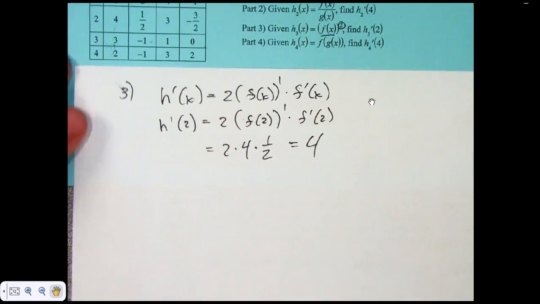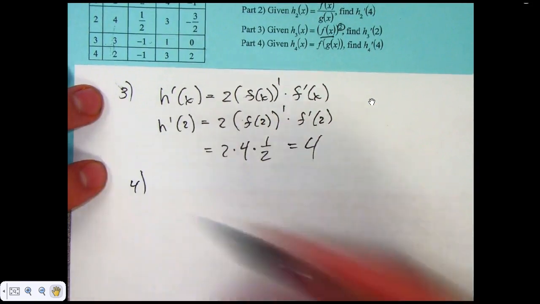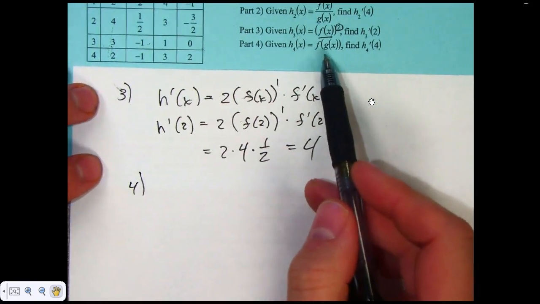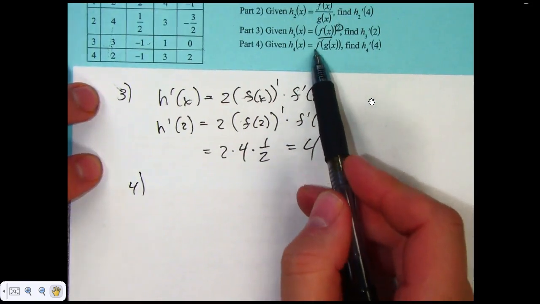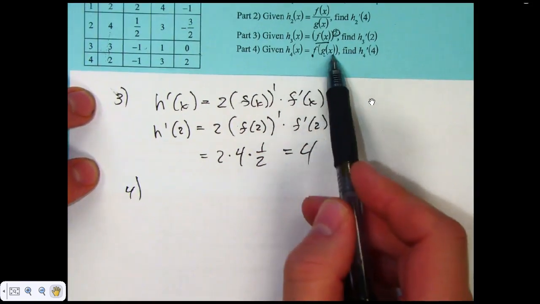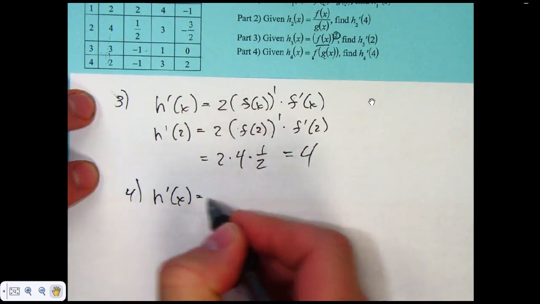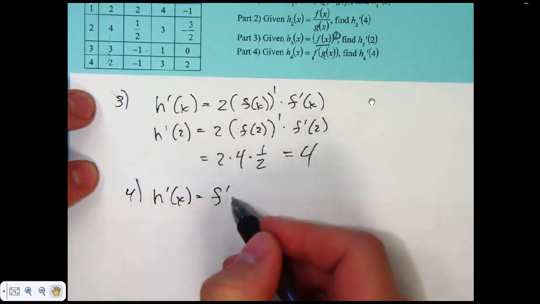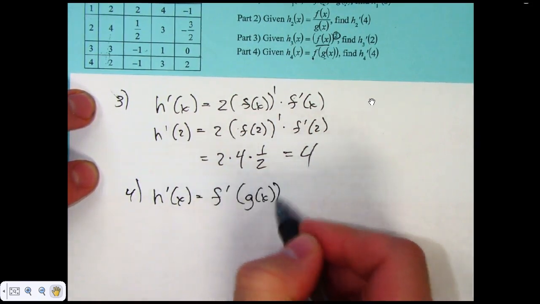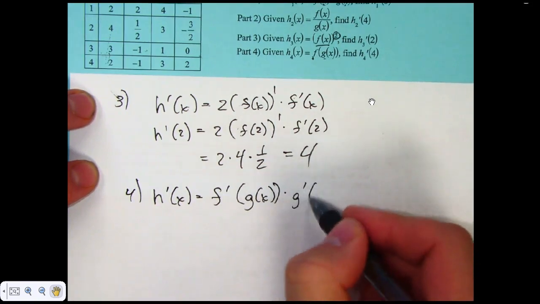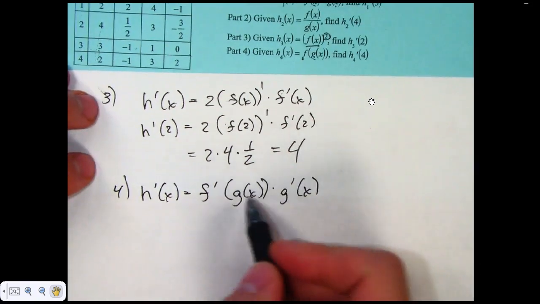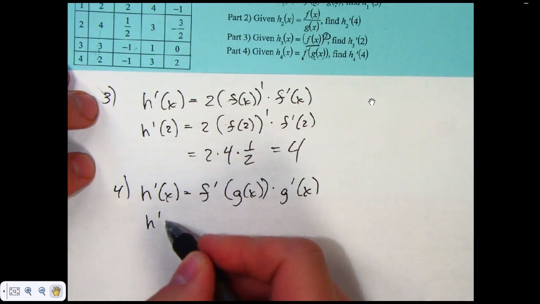Part 4 is also chain rule. It looks a little different, but we have a big guy here on the outside with the f, a little guy on the inside with the g. So the derivative there: take the derivative of the big guy, you leave the little guy alone, and you multiply by the derivative of the little guy. And then we want to plug in 4.